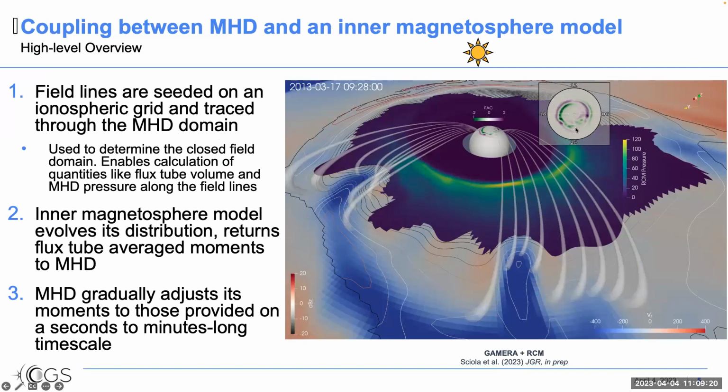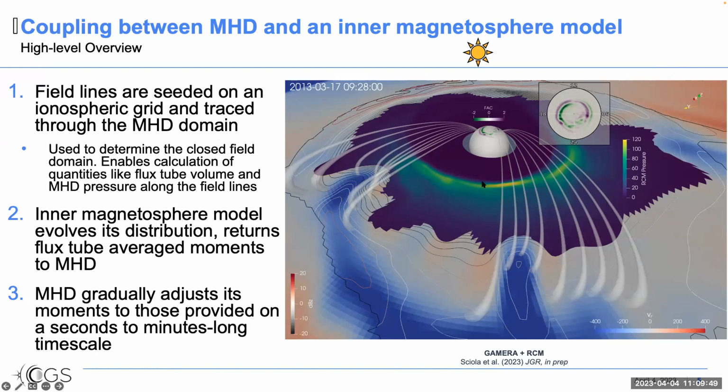You can sort of follow along using this image on the right here. This is an image of some model data using the Gamera MHD model, which is the successor to LFM, also coupled with the rest convection model. And so first thing that happens in your coupling procedure is that you seed field lines in an equatorial grid and then trace them through the MHD domain.